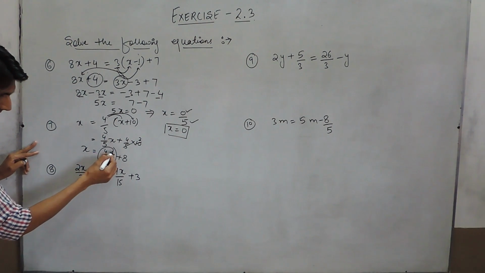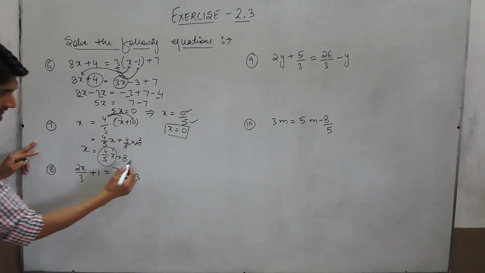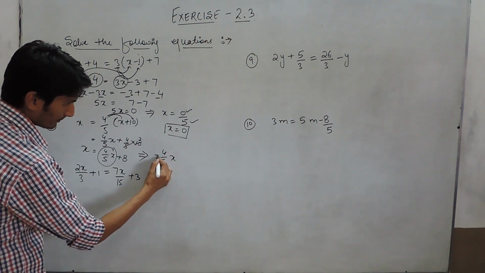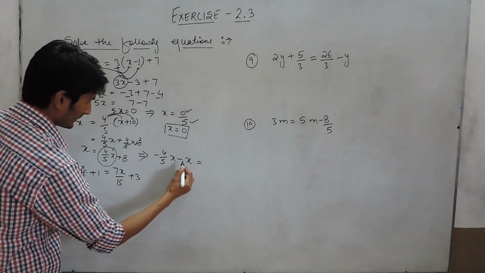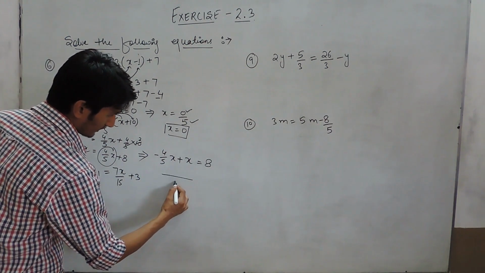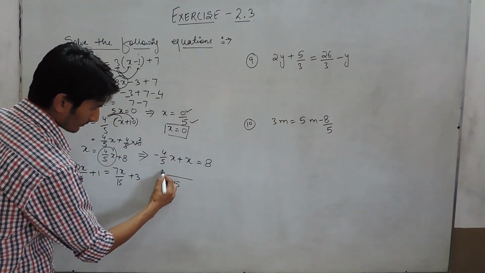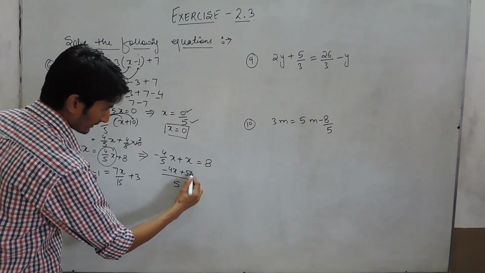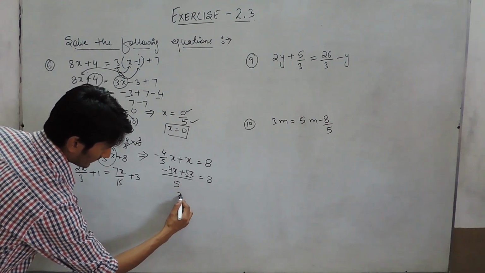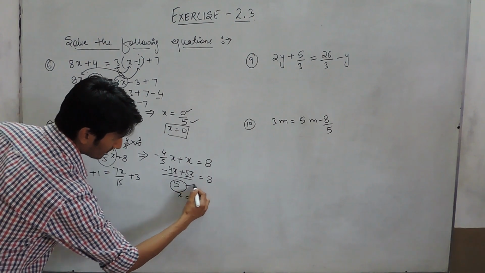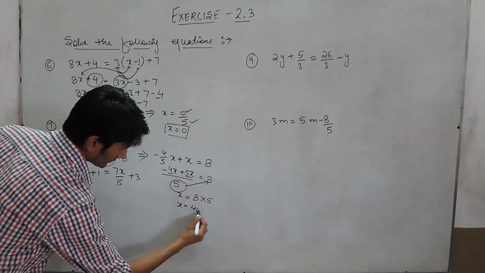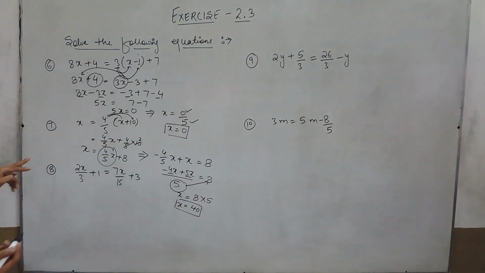So we have to shift this variable to this side, which will make 4 upon 5x become minus, and it is plus x and is equal to 8. Solving this with 5 as the LCM, minus 4x plus 5x equals 8, and this is equal to x, and when this 5 is shifted to that side it should multiply 8, so x would come out to be 40.